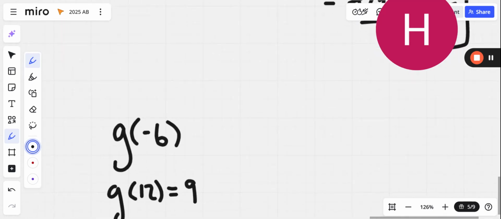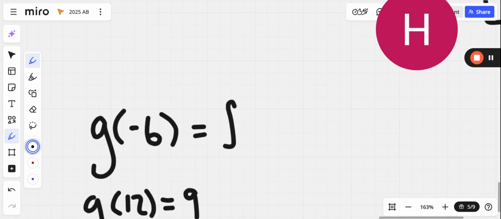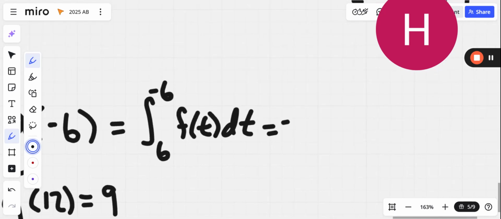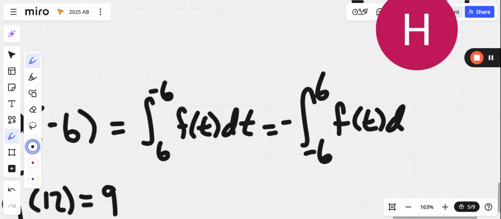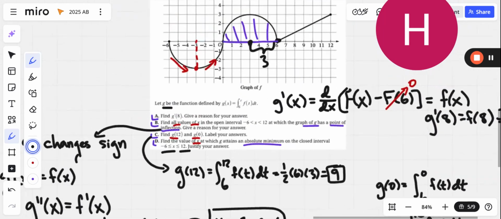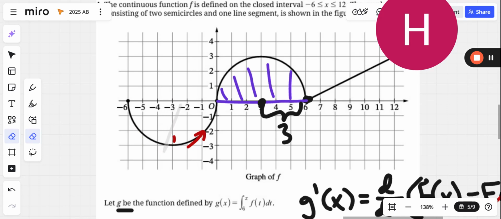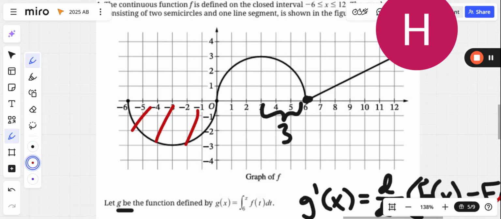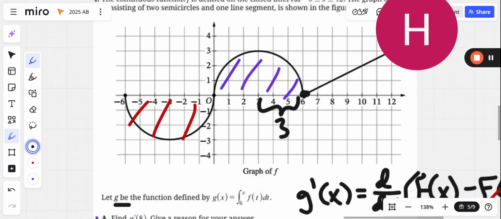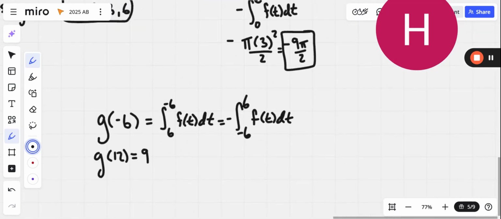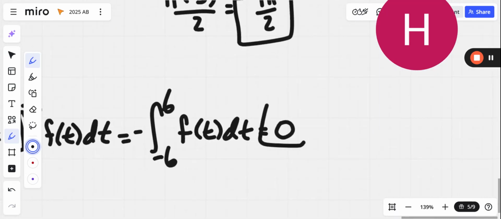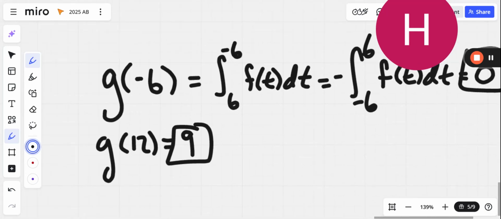And then we're going to take a look at g of negative 6, which is going to be the integral from 6 to negative 6, which is quite simple, is it not? Look at this. It's just going to be negative integral from negative 6 to positive 6. But if you take a look at the integral from negative 6 to positive 6, we just have these two identical but opposite regions. These are just going to cancel each other out. So from negative 6 to 6 is just 0. So the value of our endpoint there is 0, and the value of our endpoint here is 9.